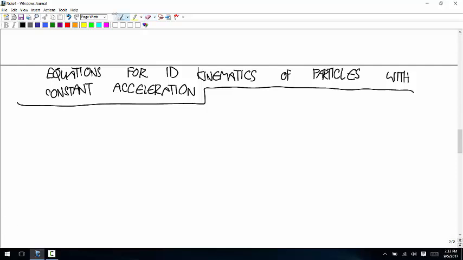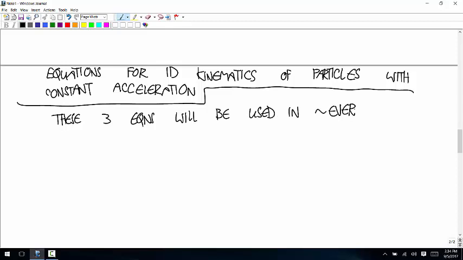And there might be a problem or two where you don't use these, but for the most part, these three equations will be used in about every 1D kinematics problem.